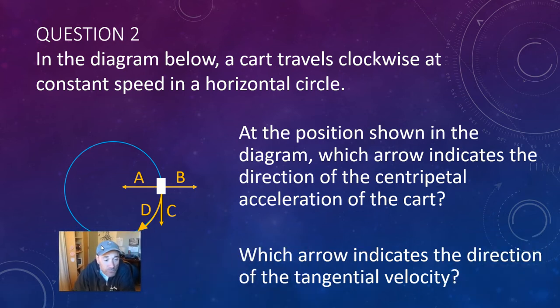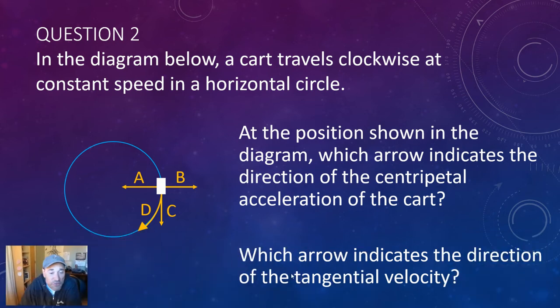Secondly, which arrow indicates the direction of the tangential velocity? Well, if it's going around in a circle here, the tangential velocity is the one that is tangent to the circle, which is this one, C, going in a straight line. So there we have it. A is your acceleration, C is your tangential velocity.